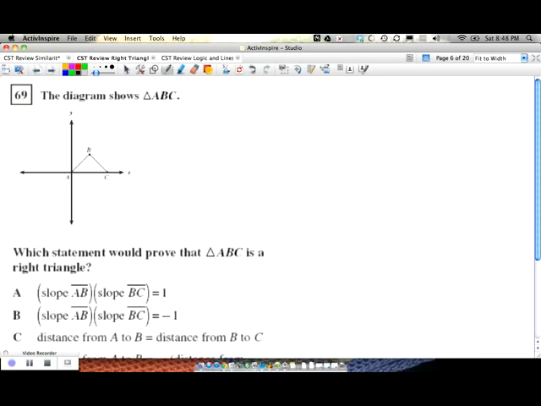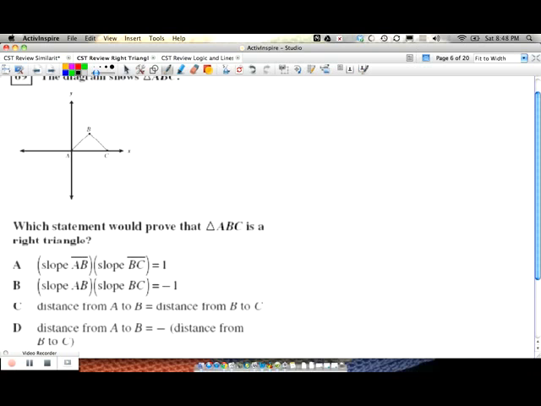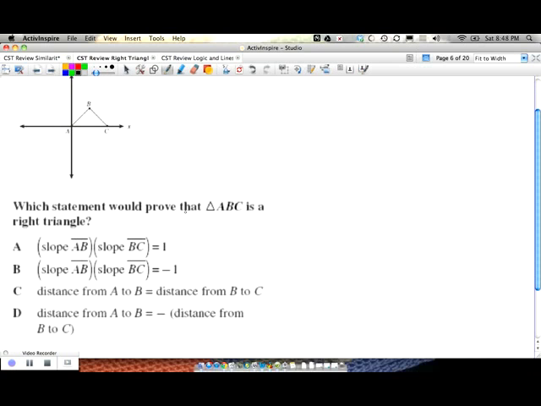Next. The diagram shows triangle ABC. So I'm looking at this triangle, and it's asking which would prove it's a right triangle. How do we know something's a right triangle? Well, we know it's a right triangle if we got a right angle in it. Well, let's look at these things. Let's start from the bottom to the top.